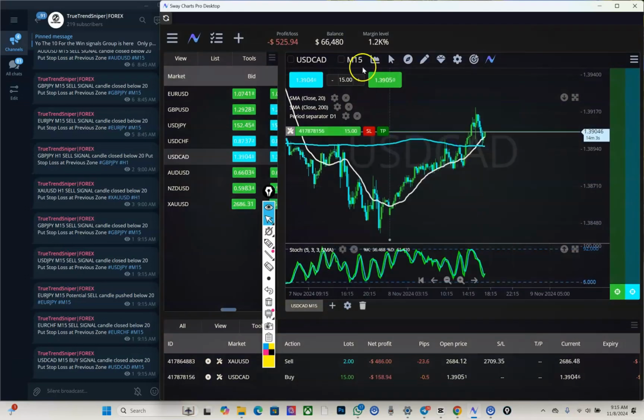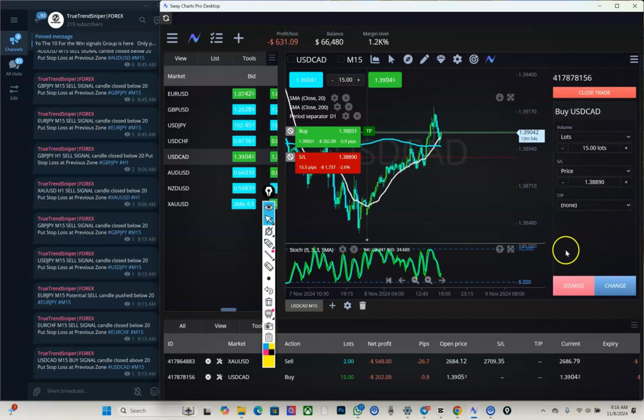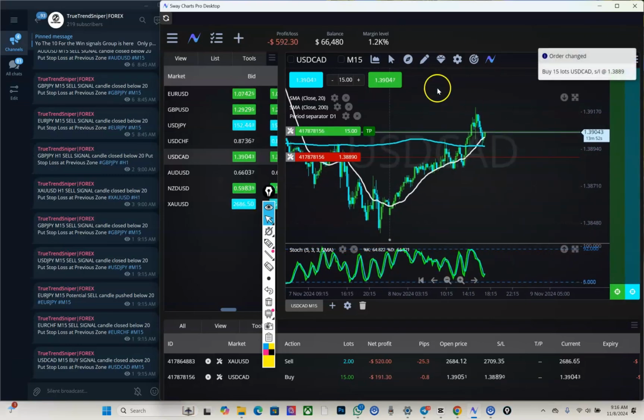All right. And then I let that ride. I put my stop loss here. I could put it at the previous zone. I feel like that's too low, so I'll bring it down just a little bit more. Boom, about right there. Change. All right. Now I'll be back. Got 2 trades in. Let's go.